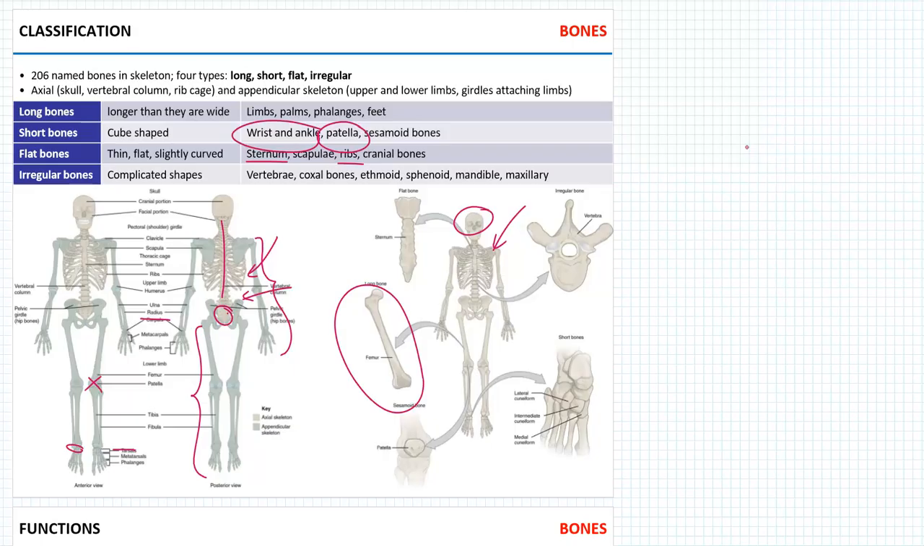I will 100% ask you to pick. Like, it's not going to be something out of the ordinary, but you should be able to identify all those four different types. If I give you a bone, I tell you now, vertebrae, what type of bone is it? And you tell me that it's an irregular bone. Then another term that you need to know: axial skeleton and appendicular skeleton.